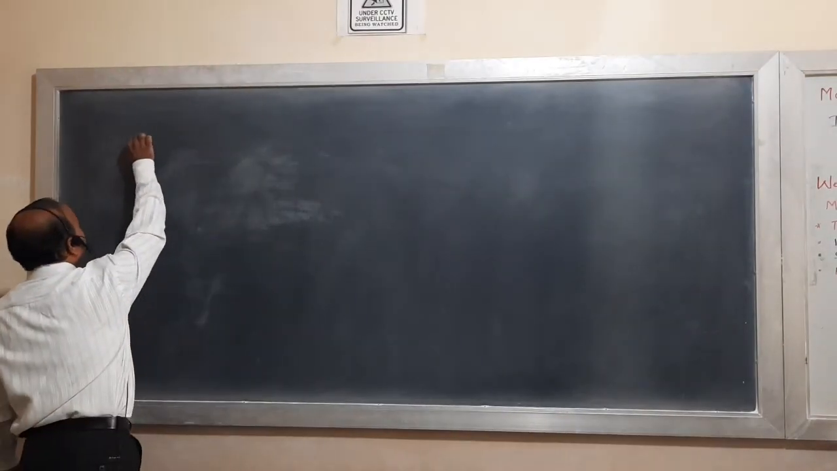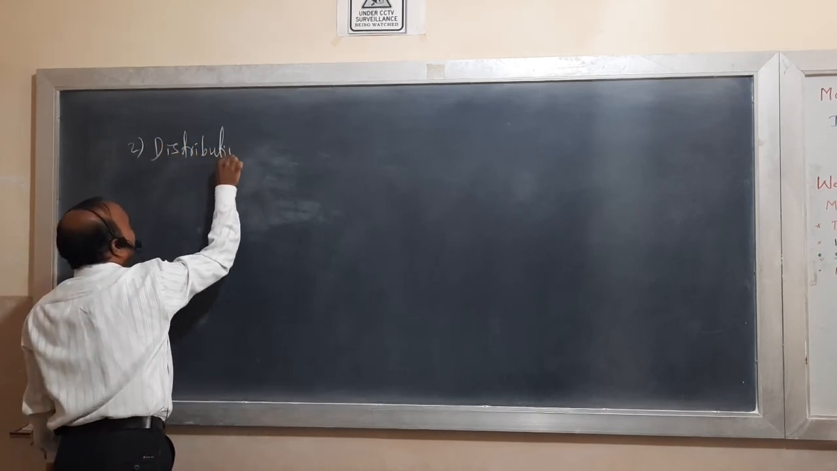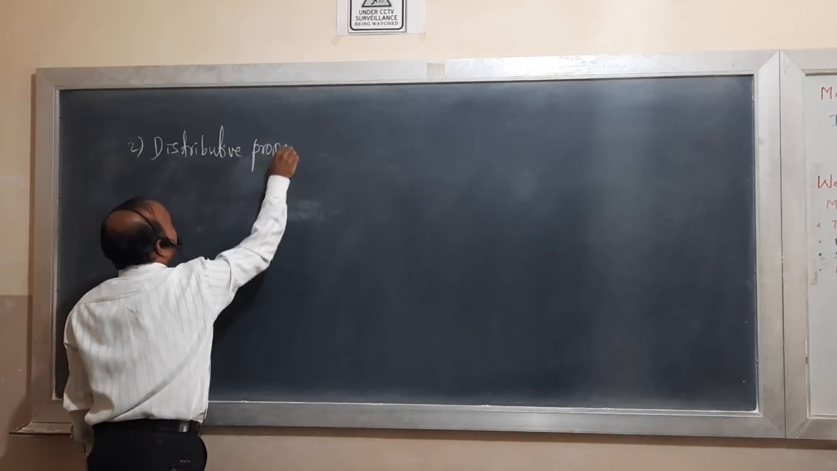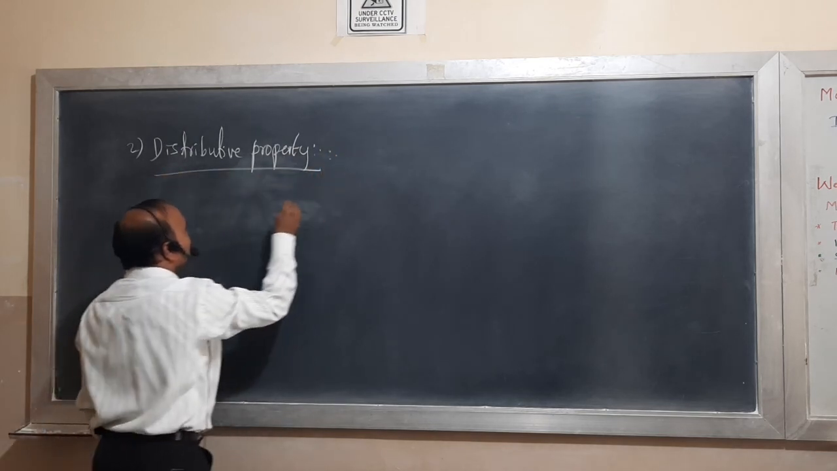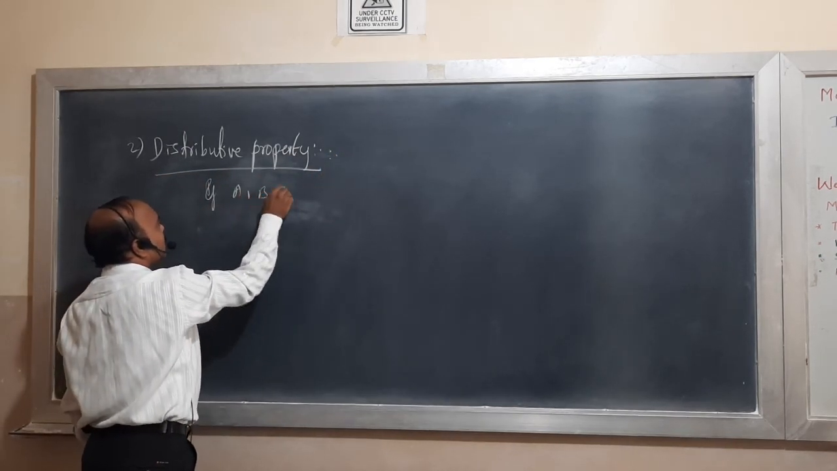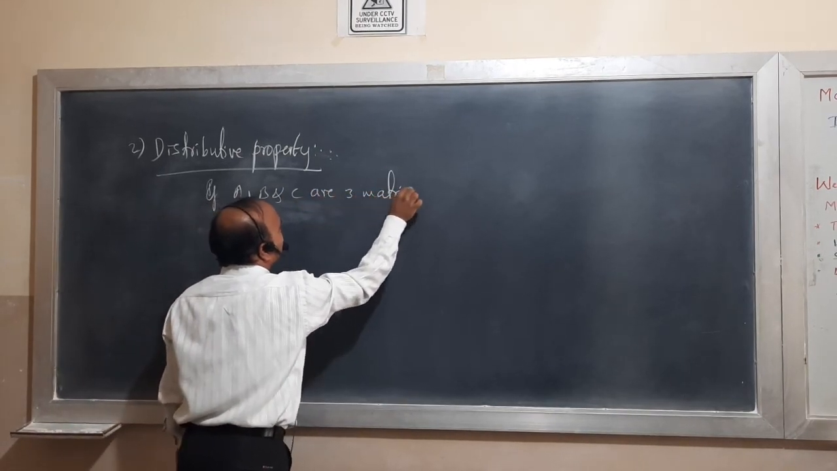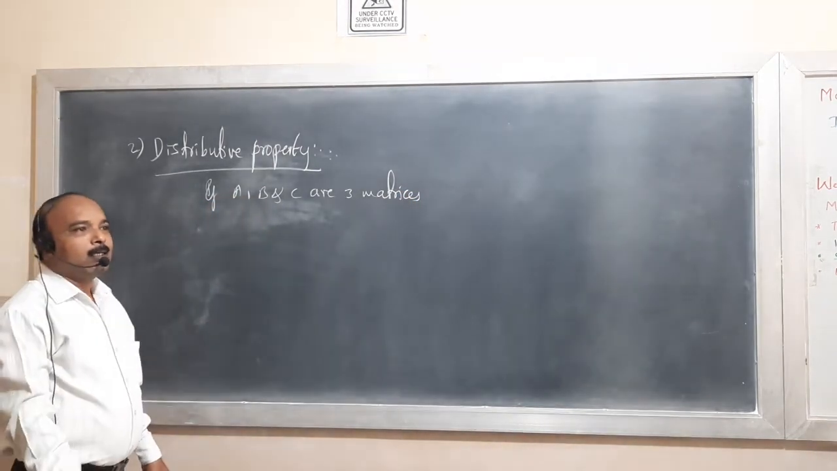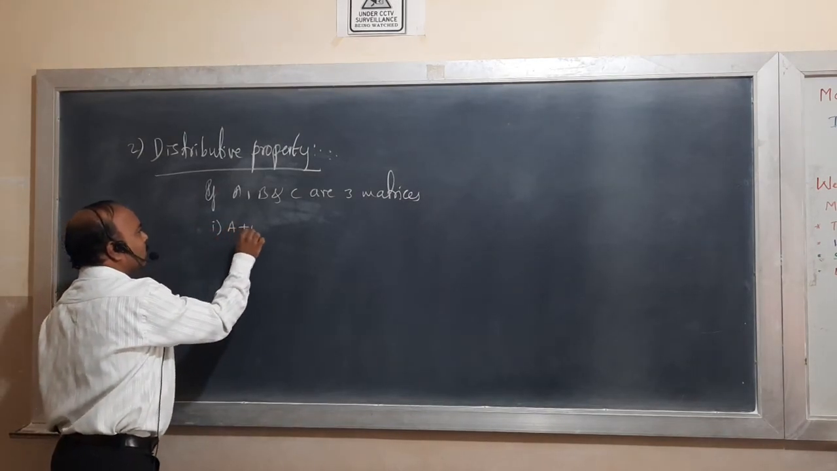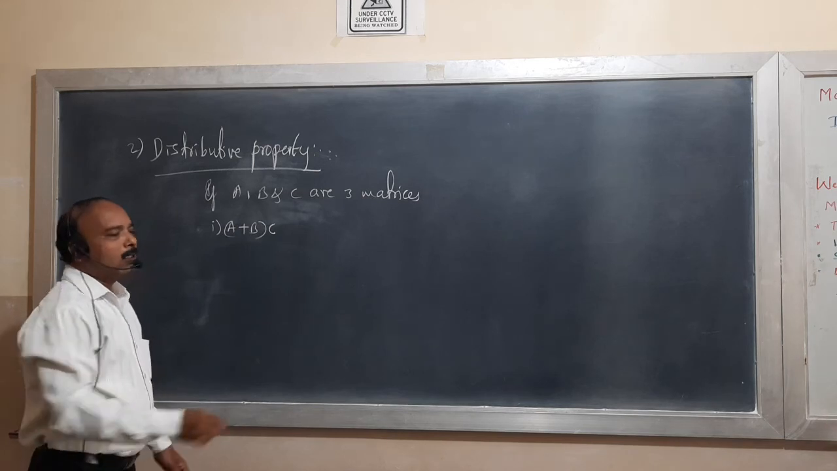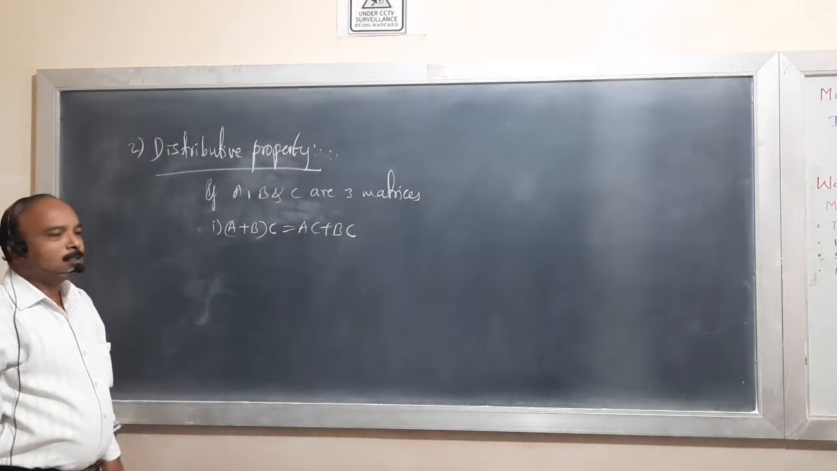Second one, distributive property. Distributive: if A, B and C are three matrices, then it will satisfy two distributive laws. The first one is (A plus B) into C, it is equal to AC plus BC. It is called the first distributive property.